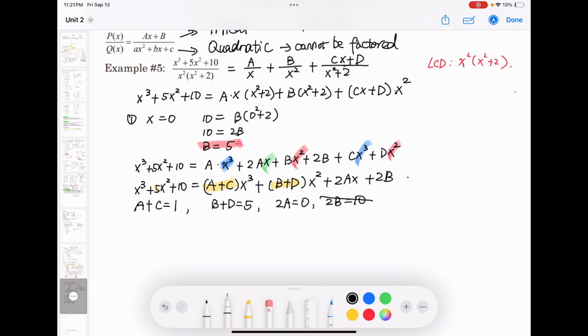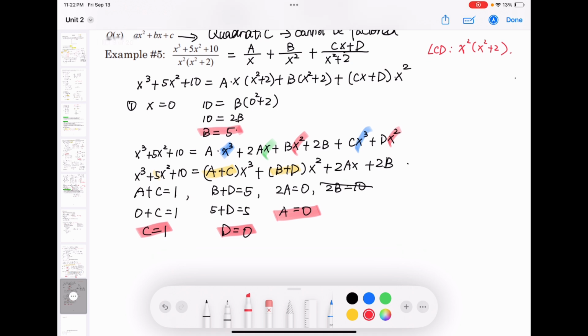So from 2a equal to 0, a is equal to 0 divided by 2 on both sides, so a is 0. And then b is 5, so 5 plus d is equal to 5. So d is equal to 0. And in the first one, a plus c is 1, a is 0, so 0 plus c is 1, c is 1. So we have the values of a, b, c, and d. They are c is 1, d is 0, a is 0, b is 5. Okay, we have some easy numbers.